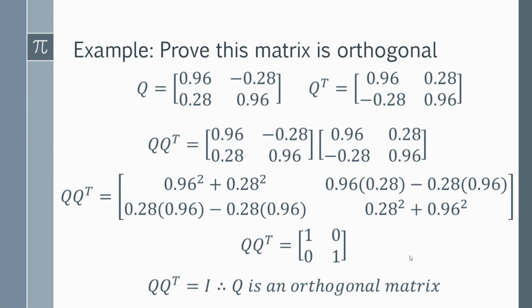So that is how you prove a matrix is, in fact, an orthogonal matrix, and all of the properties of orthogonal matrices apply to that particular matrix. So you know quite a lot about that matrix now.